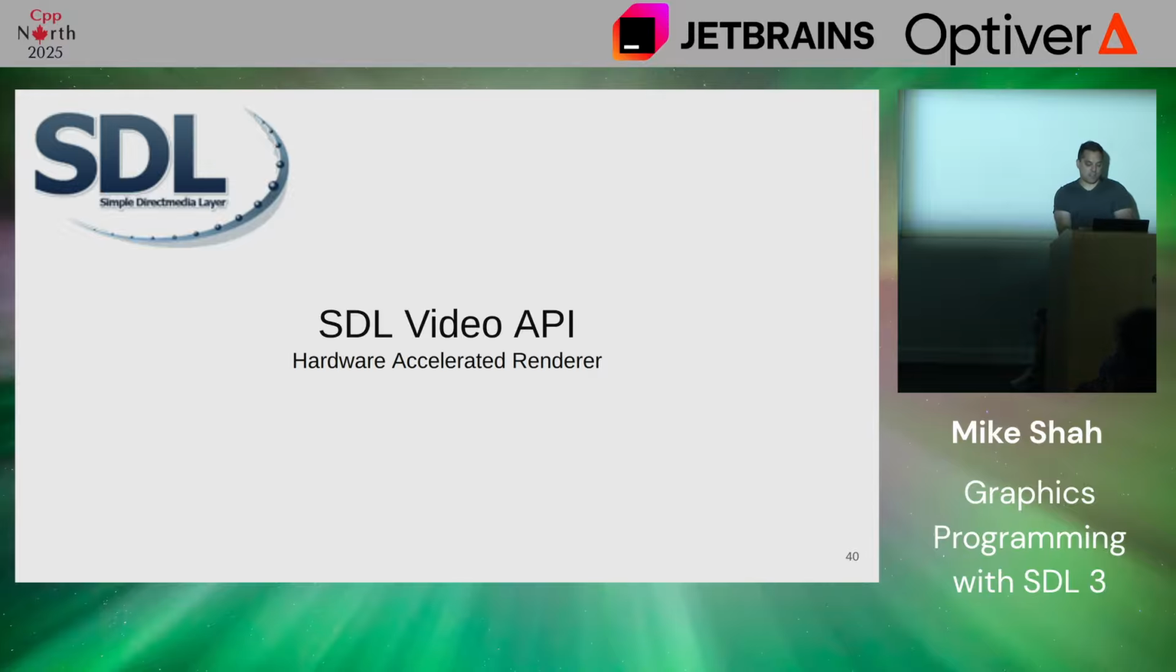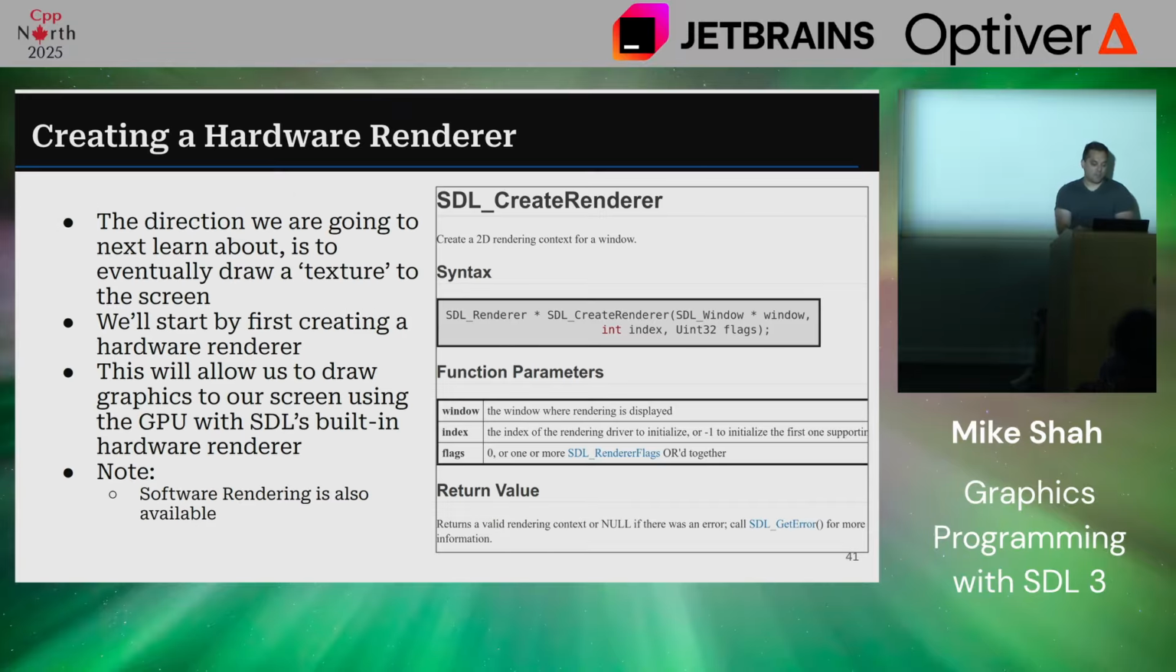Okay, so let's look a little bit at the video API here. And SDL provides us with this baseline 2D graphics API. Okay, so what it gives us is this other type here called a renderer. So we can attach this to our window with some flags on it. That'll again let us do some hardware accelerated 2D rendering.